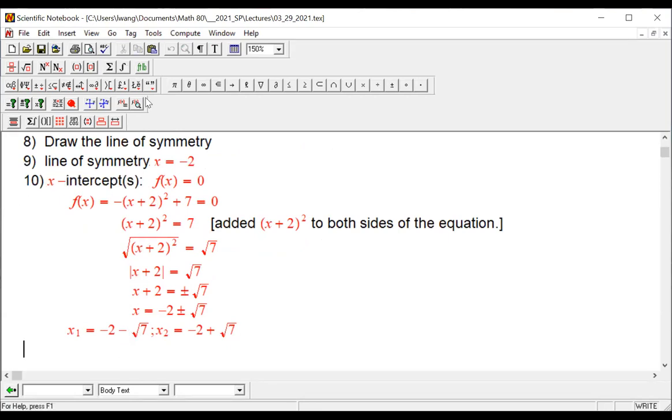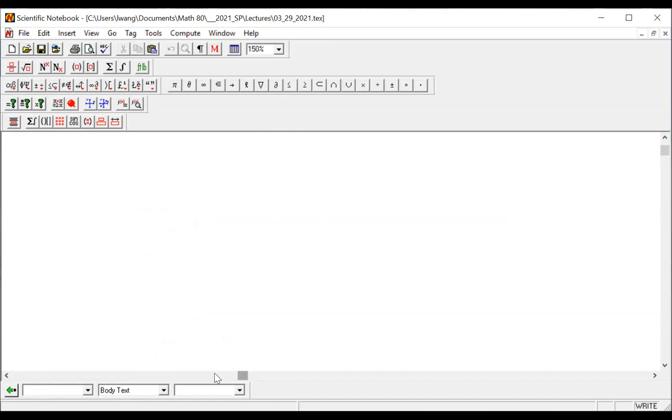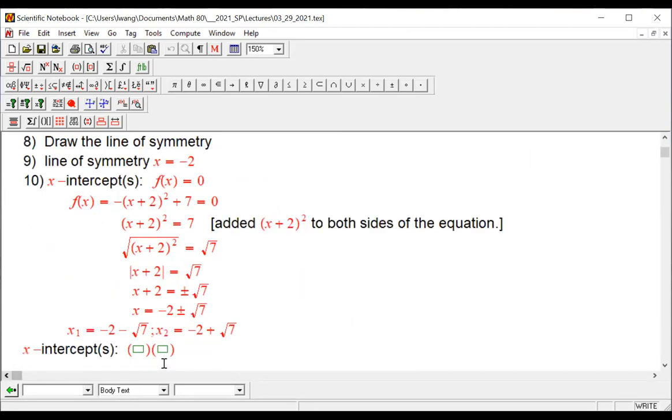We finally got the x-intercepts. Let's see what they are. We have x1, 0 and x2, 0. These points are not nice and neat anymore, but it worked. They are the x-intercepts, and we have 2 of them.